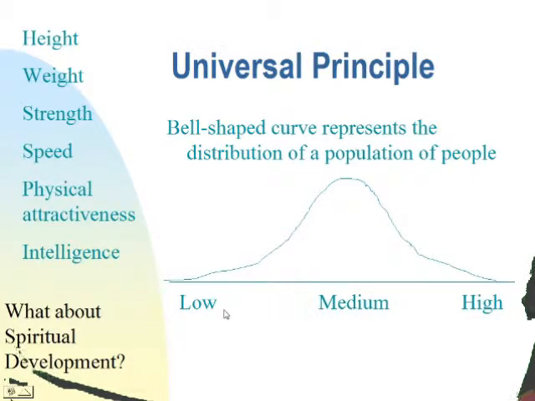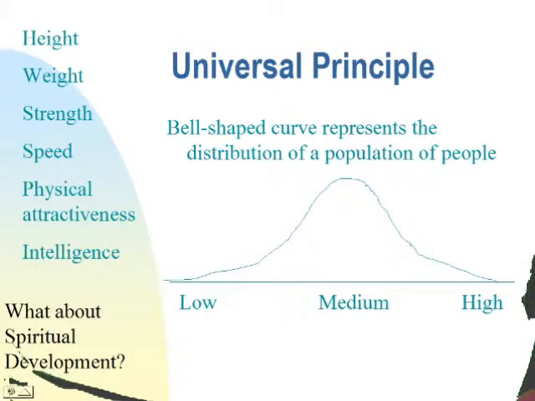Physical attractiveness. There are people like me, who are pretty unattractive, so I would be down here. Most people are of average physical attractiveness, and there are some people who most people would regard as being very attractive physically. Intelligence. Once again, someone like me with low intelligence would be represented down here. Most people have average intelligence, and there are some people who are really, really smart.